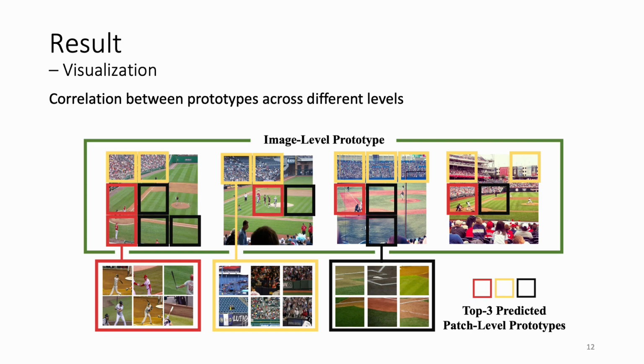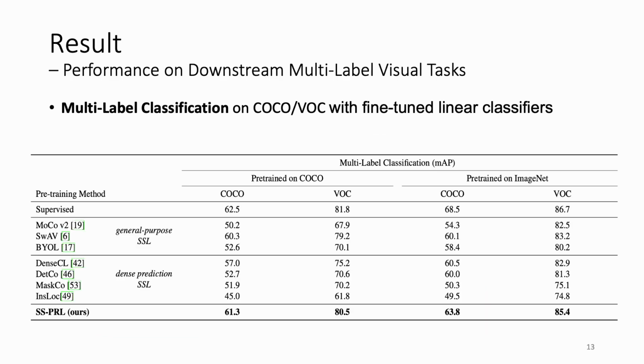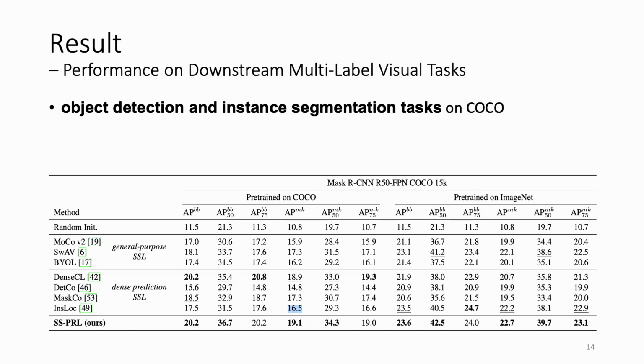Here is the performance of our framework on multi-level classification on COCO and VOC datasets using only a fine-tuned linear classifier. We outperform all the state-of-the-art methods in all settings. Our framework also outperforms most of the SOTA methods in object detection and instance segmentation tasks on COCO, which suggests the effectiveness of our method.